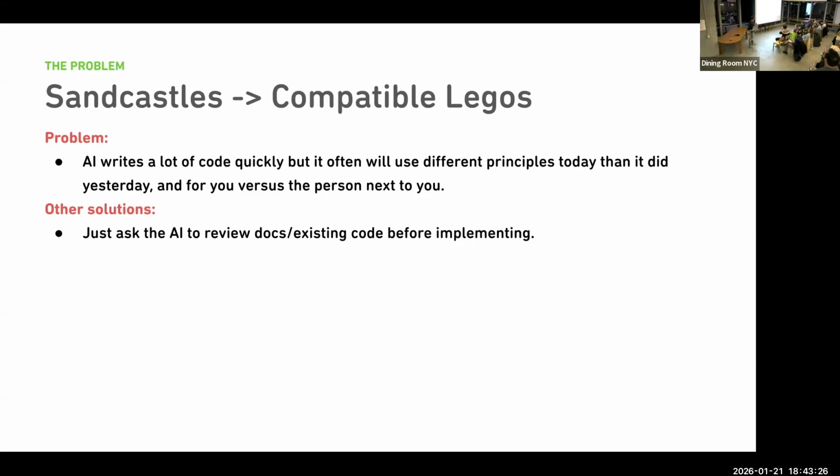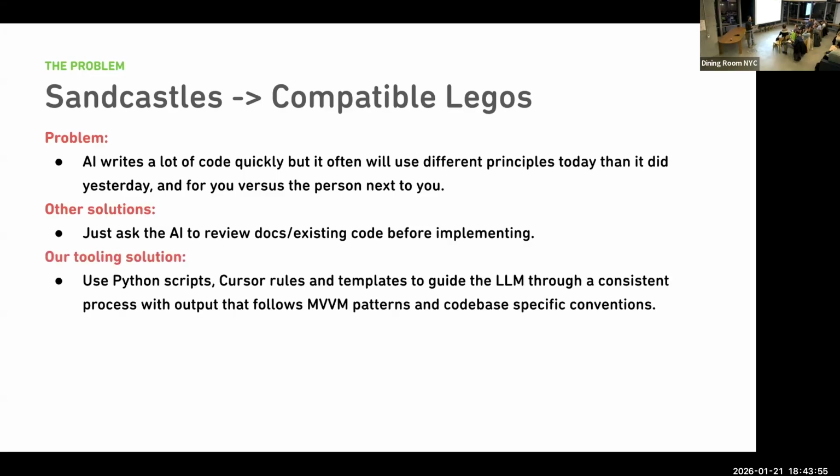Okay, sweet. So there are lightweight solutions to this. You can just ask the AI to review your docs or look at other components that already exist in your app in order to point it in the right direction. And this does help, but a lot of us have probably had the issue where it fills in the gaps in your docs incorrectly, or it looks at a wrong example in your code base and copies bad patterns.